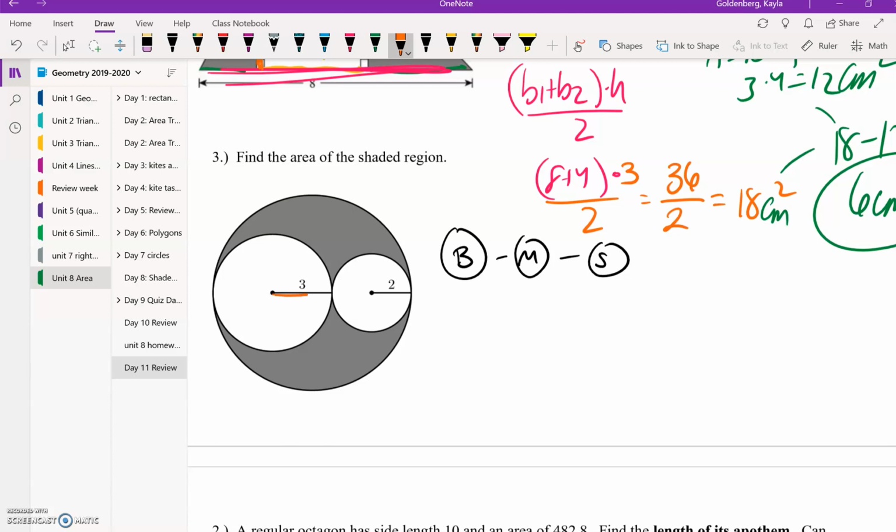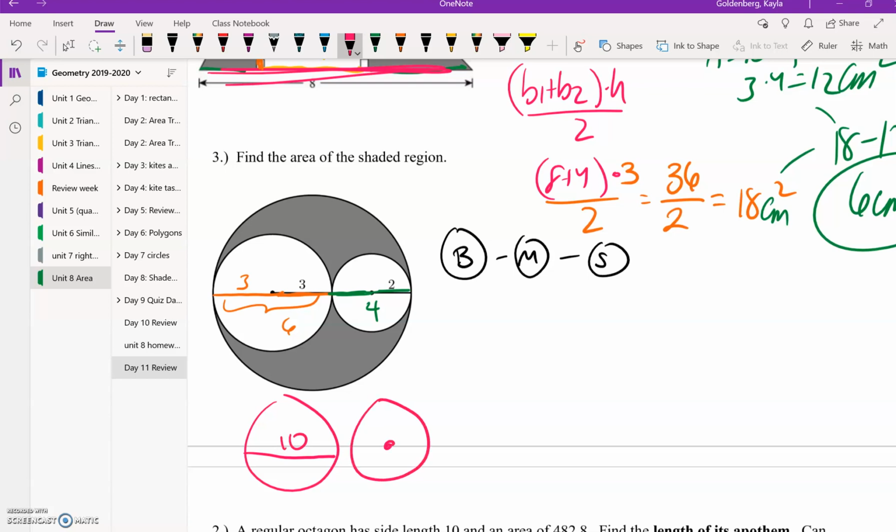If the medium circle's radius is 3, that means all the way across is going to be 3 and 3, right, which is going to be 6. If the little circle's radius is 2, that means all the way across is going to be 4. So that means that the big circle all the way across is going to be 10, which means the big circle's radius would be 5.